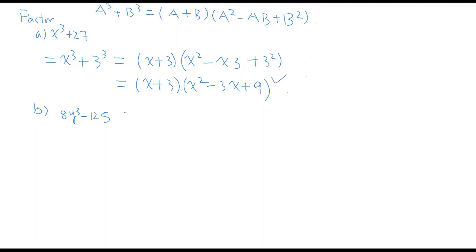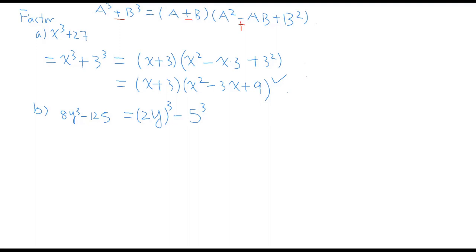And very similarly, here you have 8y cubed minus 125, so that is (2y) raised to the third power minus 5 cubed. And I use the formula. Let me use the red one. You have a cubed minus b cubed, that's a minus b, times a squared plus ab plus b squared.